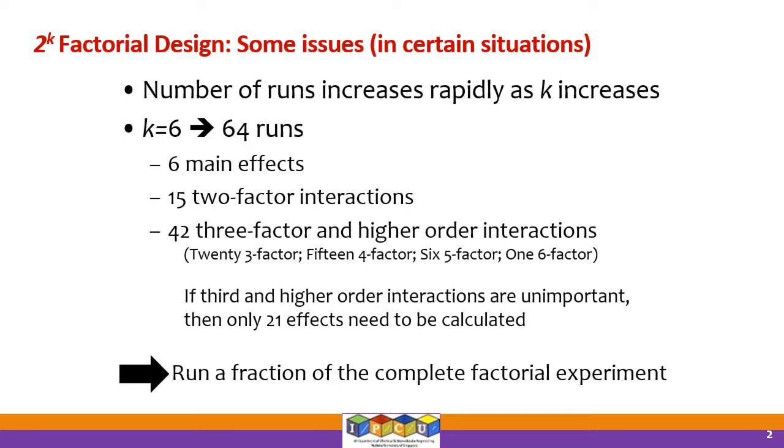Now, if you look at it, 6 plus 15 two-factor interactions plus 42 higher order interactions, if you add them up, you will get 63. And together with the constant term in the model, you can estimate the 64 parameters: the constant term plus the 6 parameters associated with the linear terms, the 20 parameters associated with the 3-factor interaction terms, and so on until we get the parameter that corresponds to the 6-factor interaction: x1, x2, x3, x4, x5, x6.